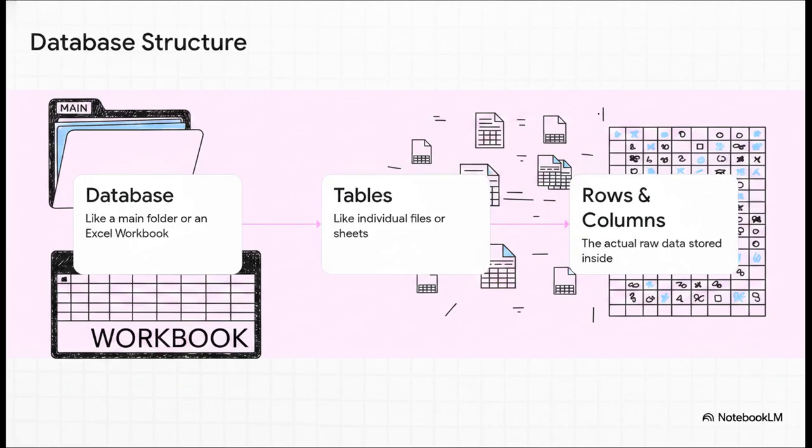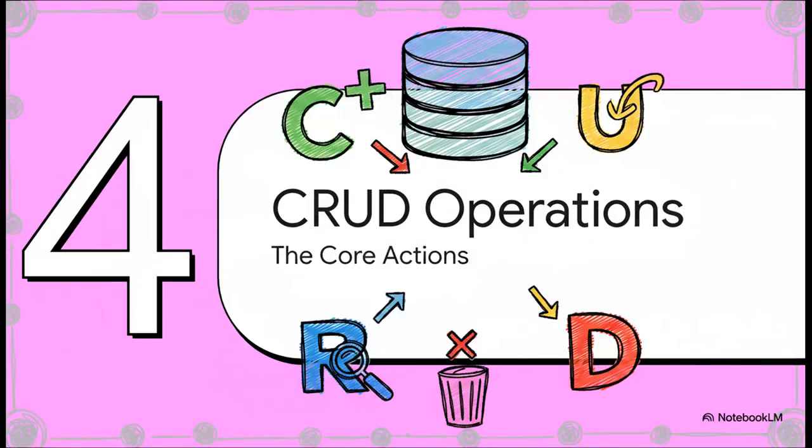And then, finally, the rows and columns inside those tables, that represents the actual raw data. That's the specific info you're trying to store, whether it's a list of customer names or a massive inventory of products. Which brings us to Section 4, CRUD operations, the core actions.